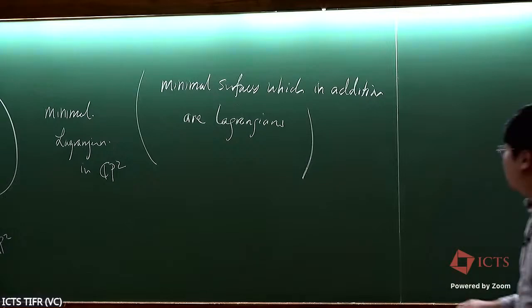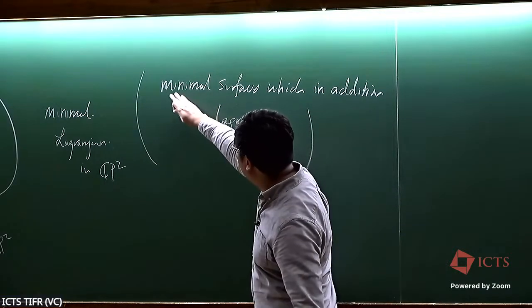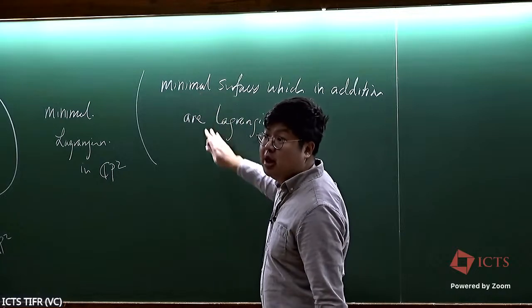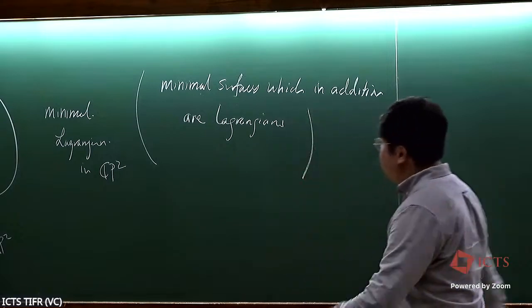We'll see that in the case of CP2, when we do the setup, it's not too hard to come up with examples of minimal surfaces, and it's not too hard to come up with examples of Lagrangians. But getting both at once is not so easy.